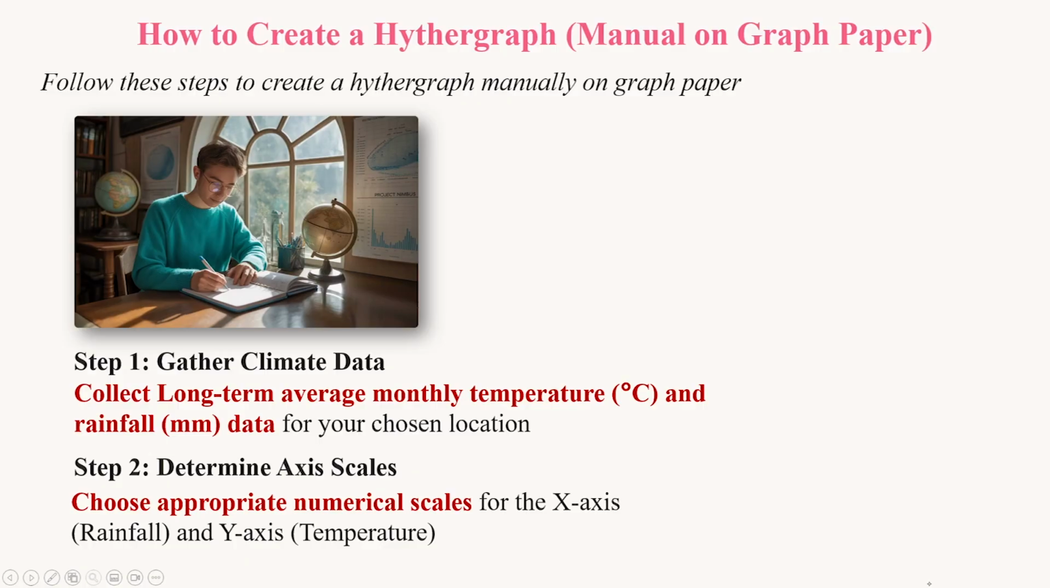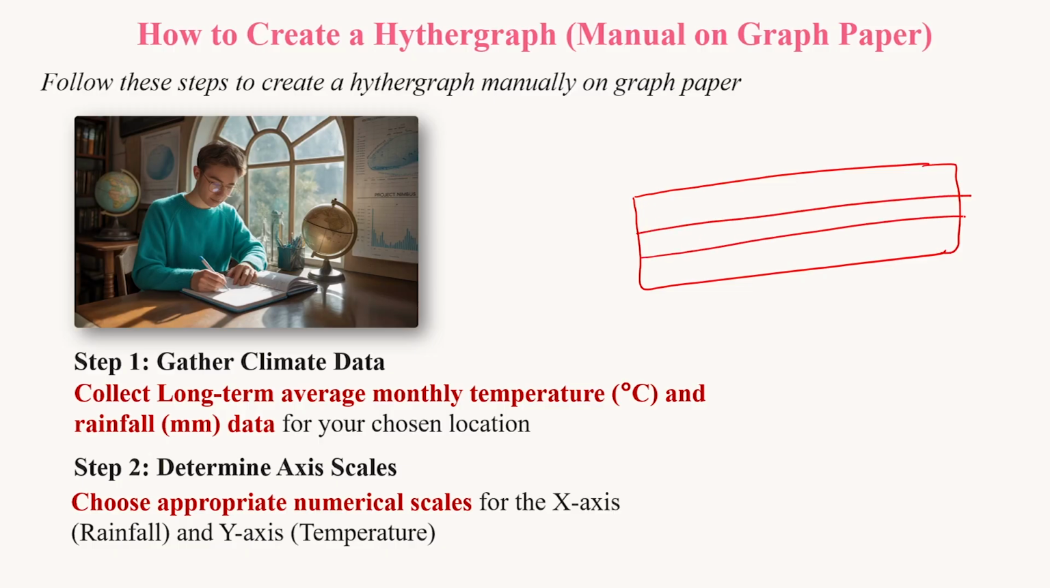So, first we will gather data, then we will create a numerical scale. I will go hands on. Suppose we have data of Delhi which is like this. We will draw a table first. In this table we will write month, temperature and rainfall.